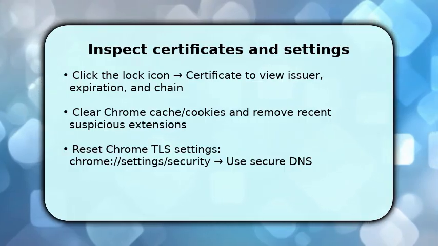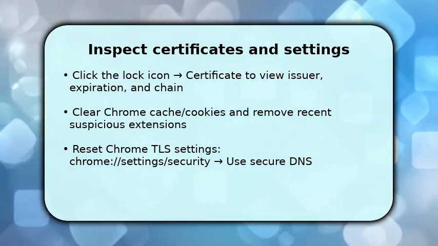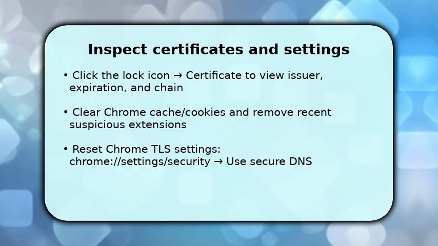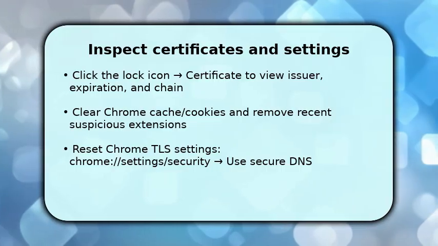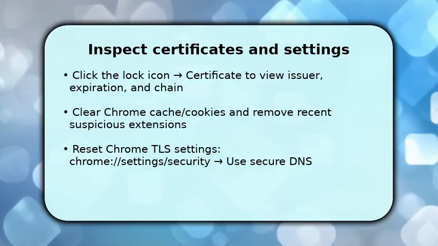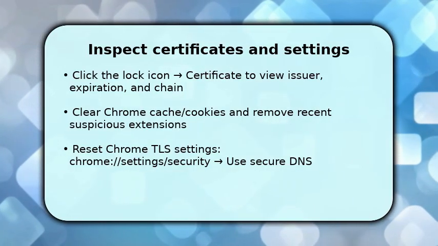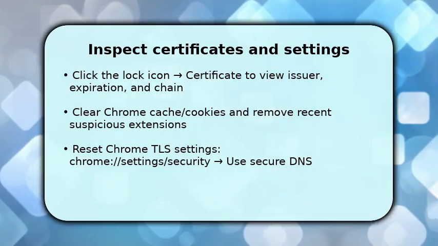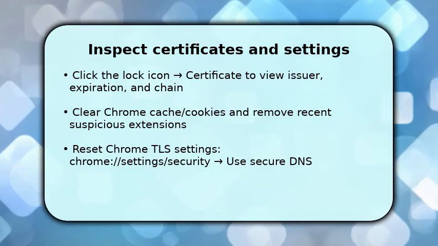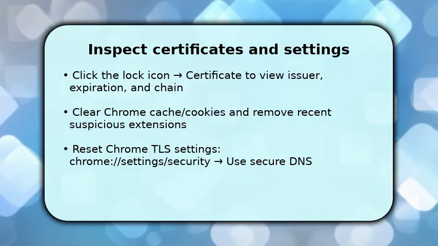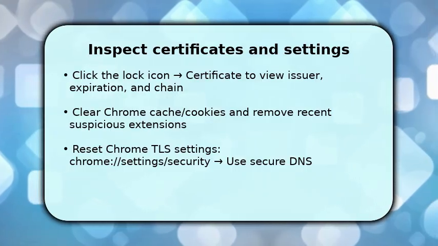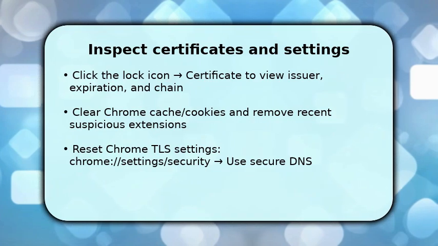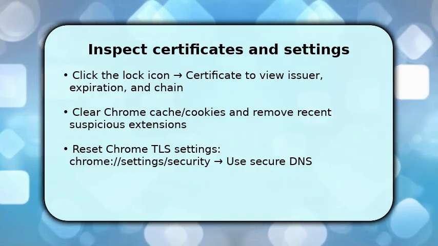Click the padlock next to the URL, view the certificate, and check issuer, validity dates, and chain. An untrusted issuer or expired cert explains the error. Make sure to clear cache and cookies and remove any recently added extensions that alter requests. Then verify Chrome's security settings and secure DNS option. If TLS versions were forced off by a policy, restore defaults to let Chrome negotiate modern encryption properly.